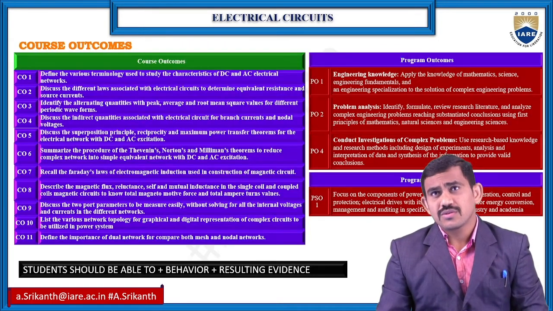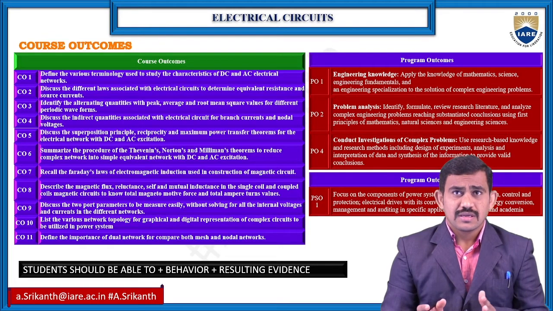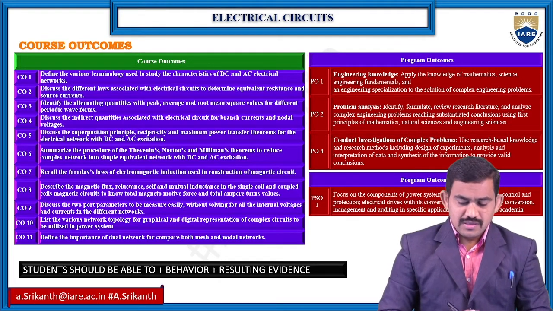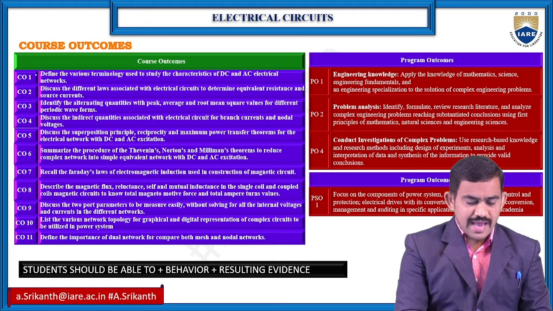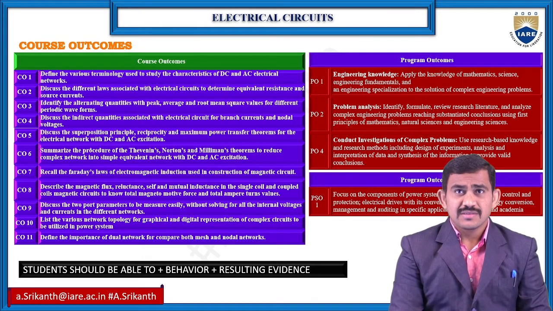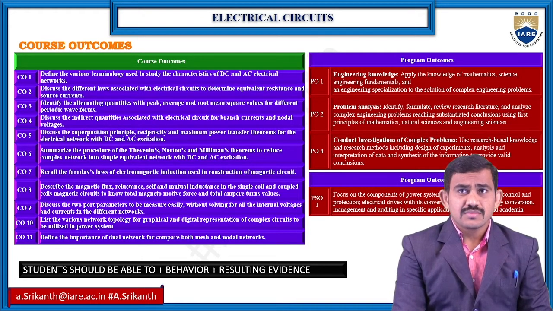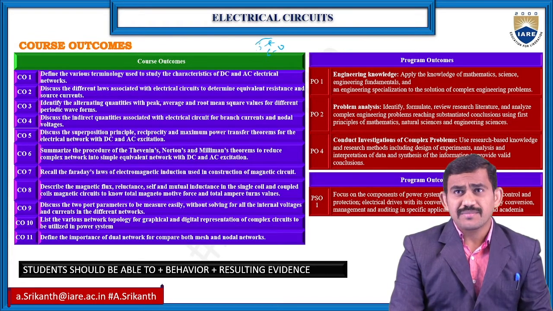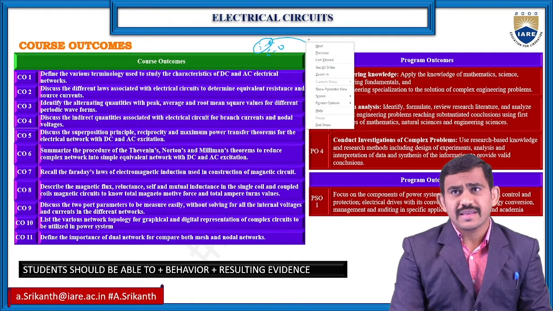Now I will compare those course outcomes and program outcomes. See, we have 11. In that 11, maximum 5 are remember and 6 are understand. Now with 5 remember and 6 understand, remember means maximum we require engineering knowledge.